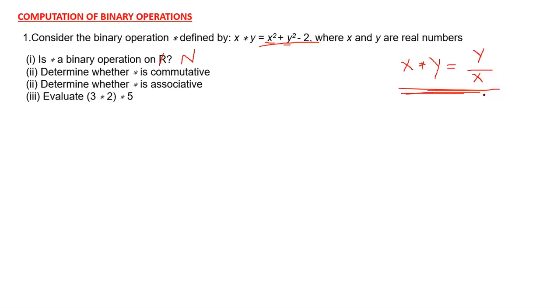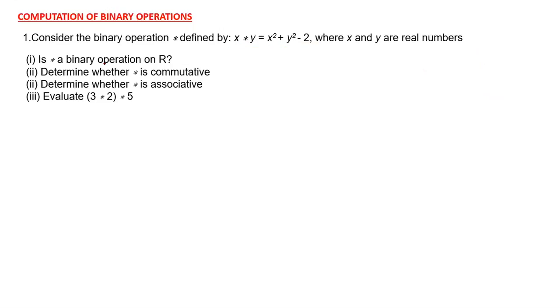Okay, let us proceed. So according to the question that we've been given here, we note that star is a binary operation on R, because there's no way we can make this expression here undefined. Okay, so now let's move on to question 2.